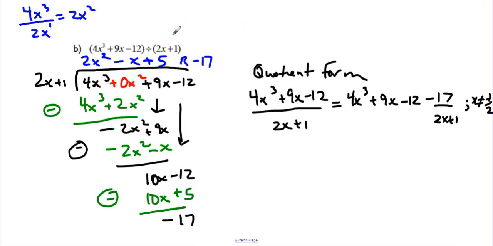Where is that coming from? It's coming from this divisor. If you don't know how to figure out the restriction, just set this equal to 0. Rearrange and solve, or isolate for x. So x is equal to negative 1/2 when this whole thing is equal to 0. So that is our restriction. x cannot equal negative 1/2 because it will make this 0.